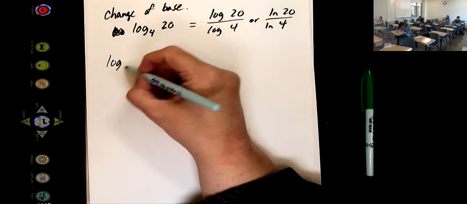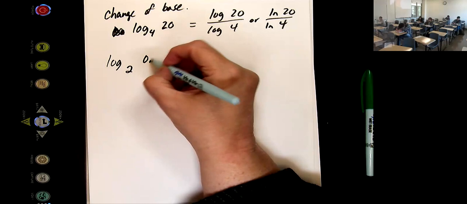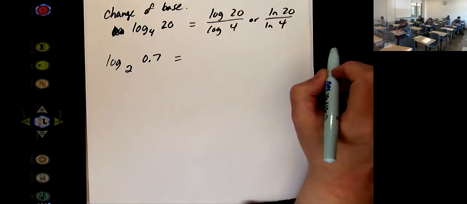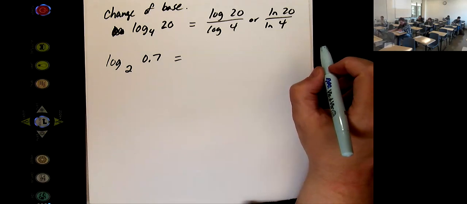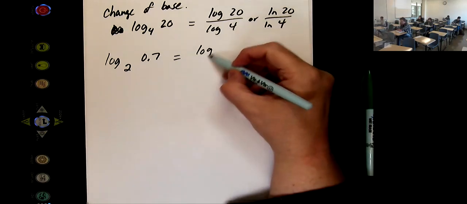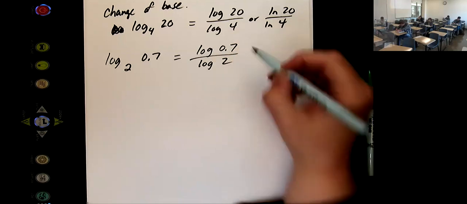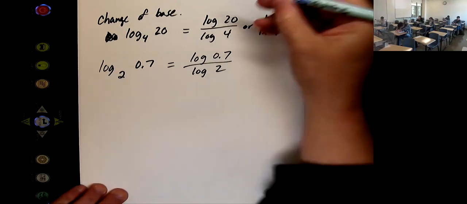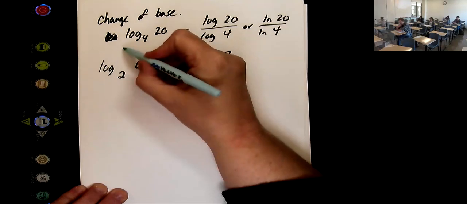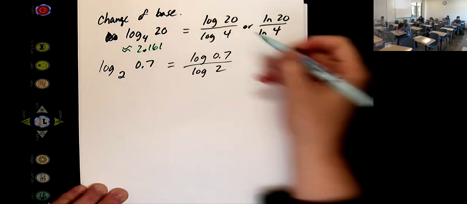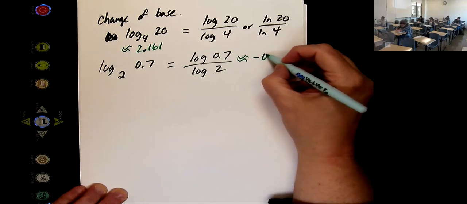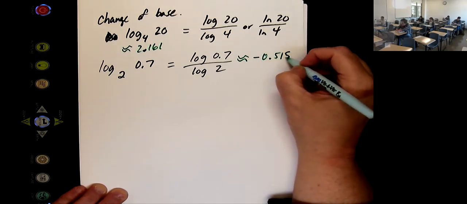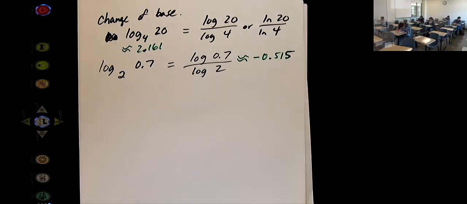So what if I had log base 2 of 0.7? What can I put over here? Log of 0.7 over log of 2. If you test these in the calculator, log base 4 of 20 is about 2.161, and this one should be about negative 0.515. If you do them in a calculator, that way you'll know if you're doing it in your calculator correctly. Other than that, let's call this a wrap.